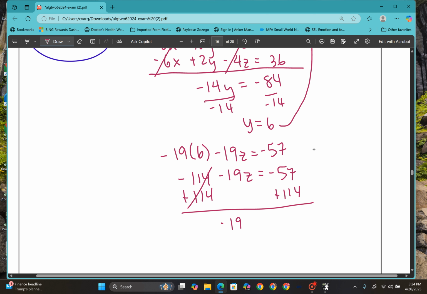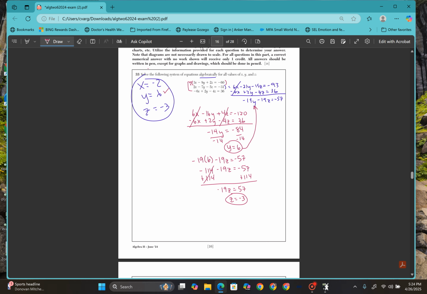So I have negative 19z is equal to 114 minus 57, which is going to give me 57. And then if I do 57 divided by negative 19, I'm going to get z is equal to negative 3. So I got my y, I got my z, and that confirms what I have here.